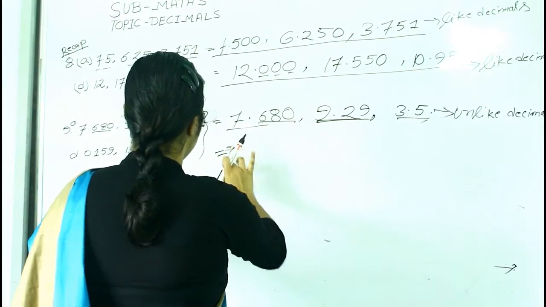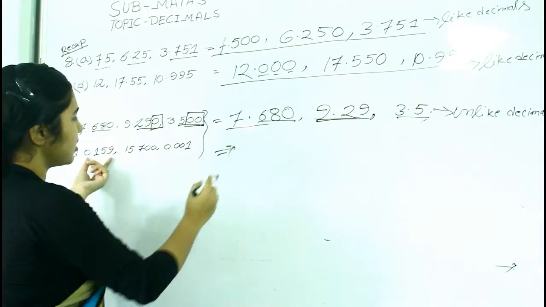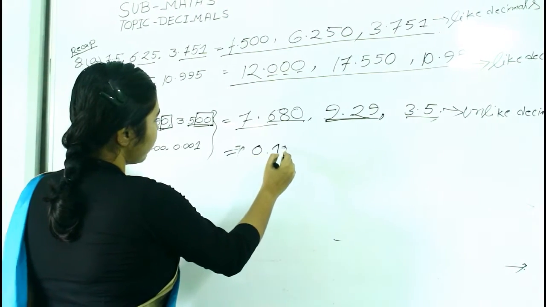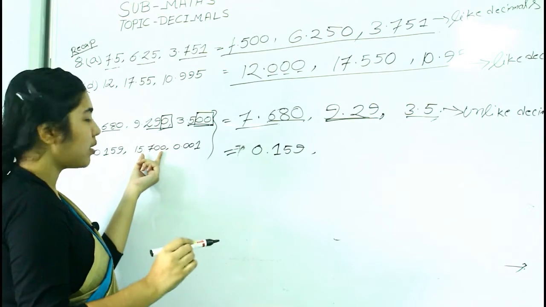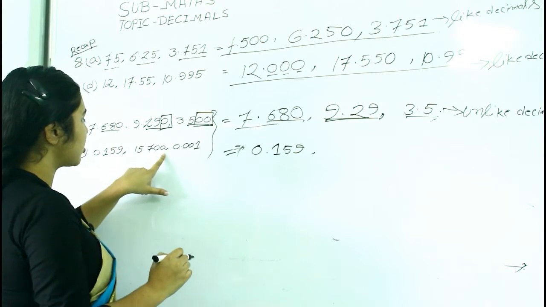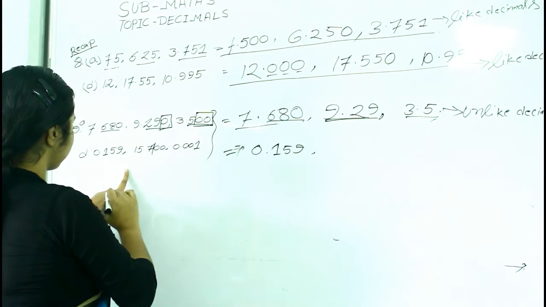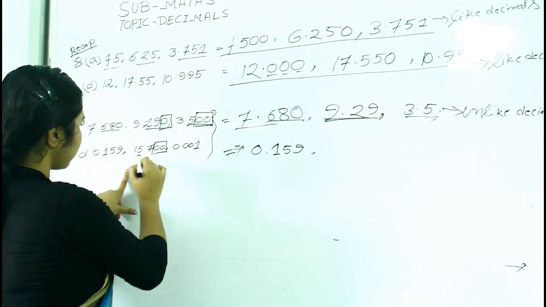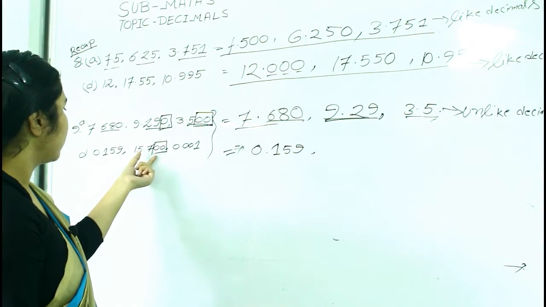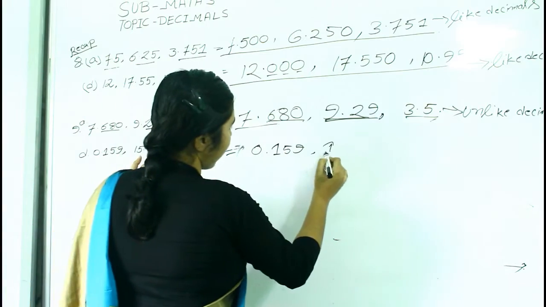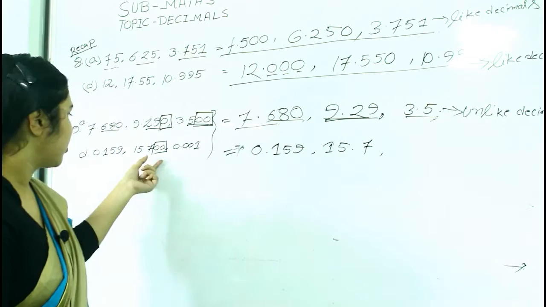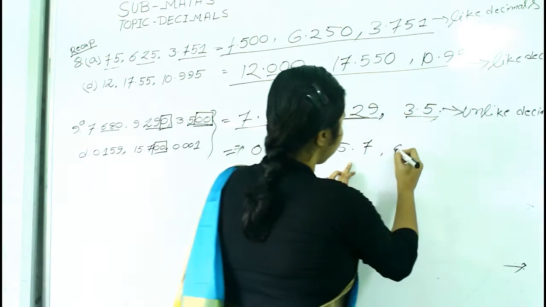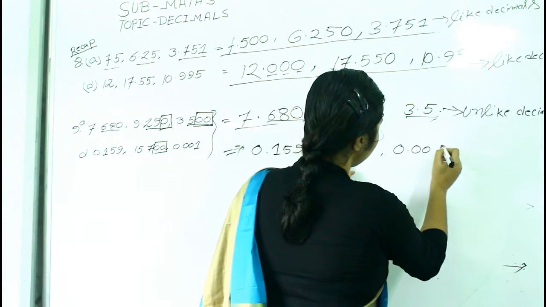Next, first number is 0.159. Next, 15.700. Here we can write it as 15.7, and next number 0.001.